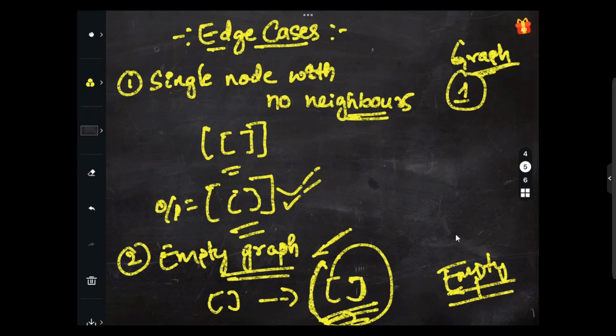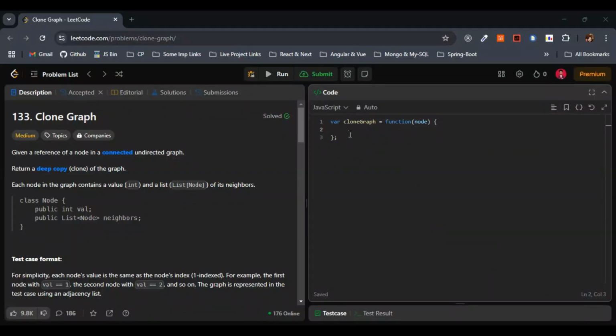Next, let's start writing the code. So we considered the edge case where if the input graph is empty, then we have to return null, right? So I'll just write a simple if condition here. Node equals null, or if not of node, you can give anything. Both work, right? If node equals null, I'll just return null in this case. This is fine. The next step is we are making use of the map to store the cloned nodes.